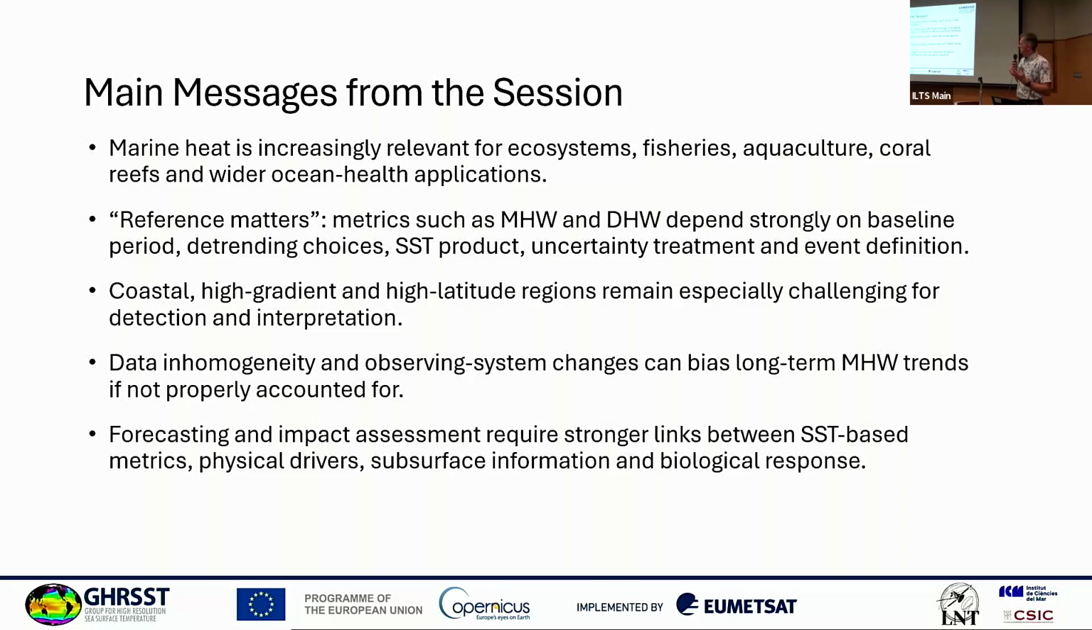So you see that one of the issues is data inhomogeneity, not only biases in datasets over time, but also higher order statistics of the data, which can influence the long-term trends and any climate assessments and these sorts of metrics over time. So if data become less or more noisy over time, this also has an impact on how these extreme metrics are observed in datasets.